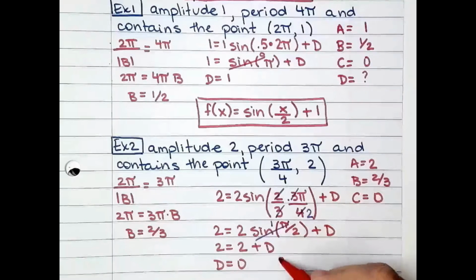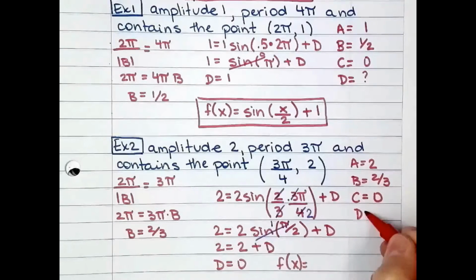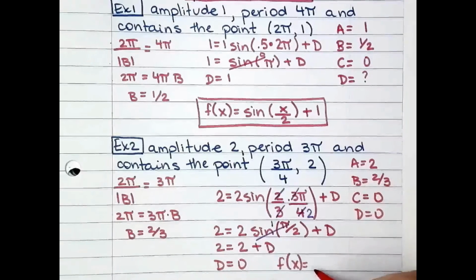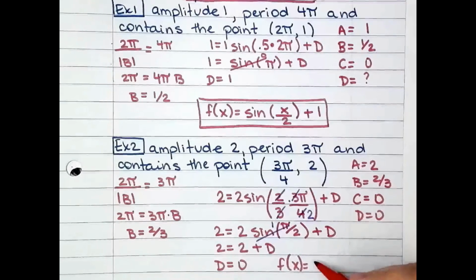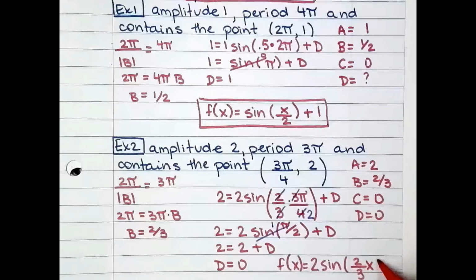All right, write the equation. F of x, D is 0. F of x, A is 2. Sine of B is 2/3. And then x. C is 0, D is 0.